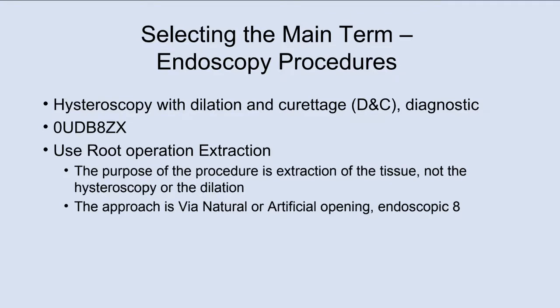The purpose of the procedure is not the hysteroscopy. The purpose of the procedure, why it is being done, is extraction of the tissue. Okay, so in this case, the hysteroscopy is the approach via natural or artificial opening, which is 8.